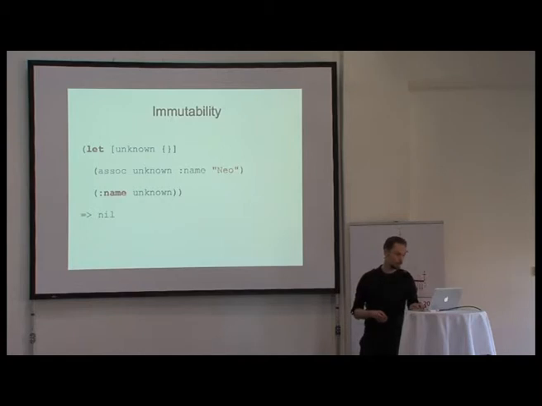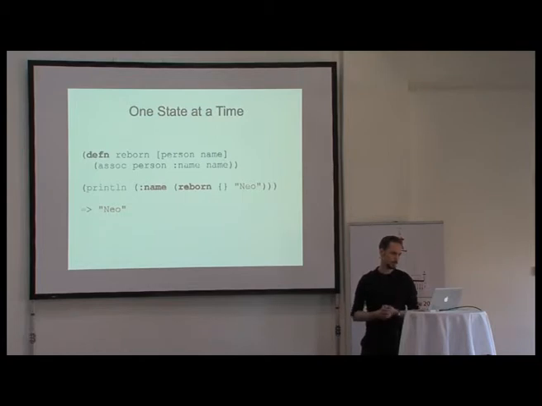Things are immutable, of course, so if you try to associate the name Neo to an object, that object won't be modified, but you have to use the computed value of the associate invocation to actually get a new value, so things are never changed in place.